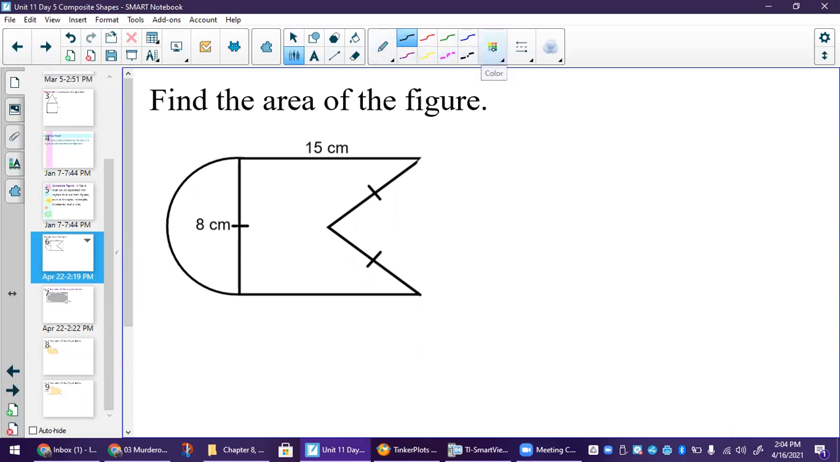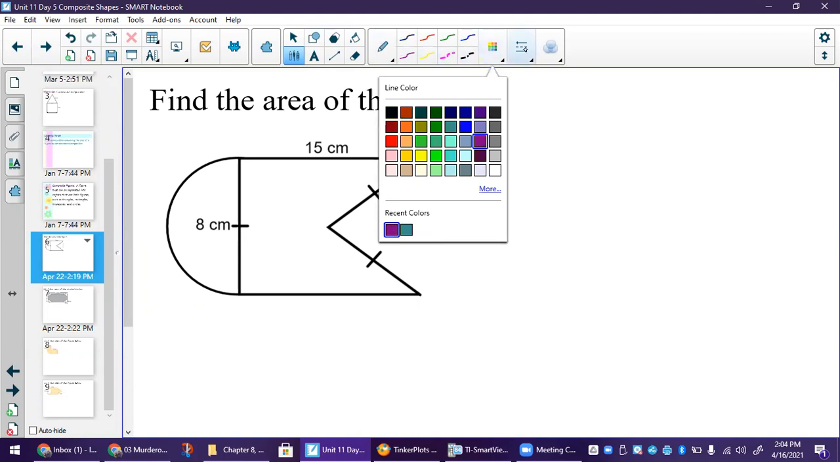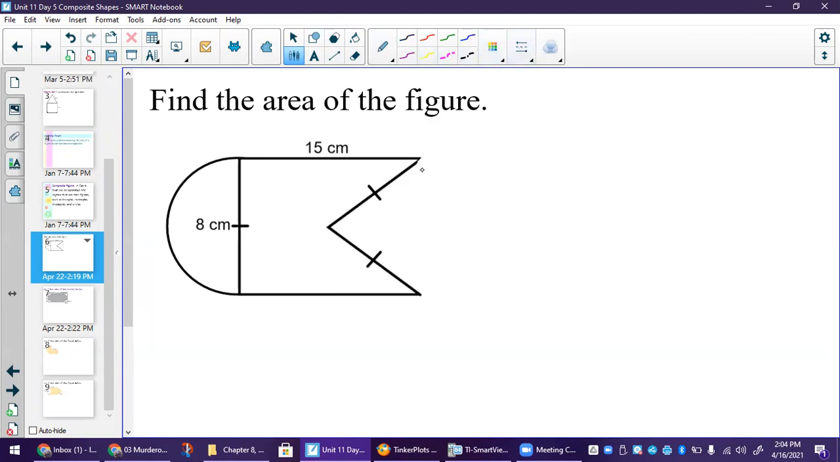I'm just going to pick a different color here and draw in here, thinking about this big rectangle and then subtracting this little triangle. So I'll start with the semicircle. If we know this whole side length is 8, that means that half of that is going to be 4. So my radius is equal to 4.